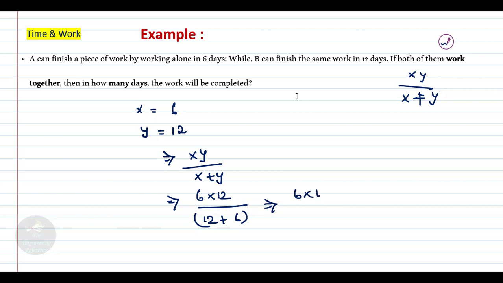Here it's 6 into 12 divided by 18. So we can just cancel it one time and it's 3. It's 1, it's 4. Okay, it's 4 days. That's it.